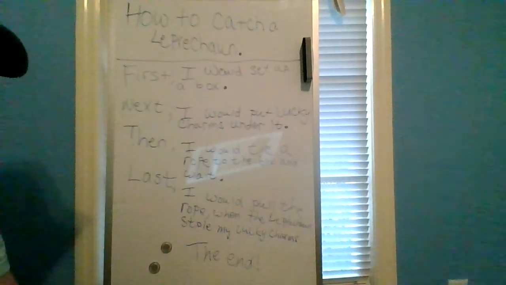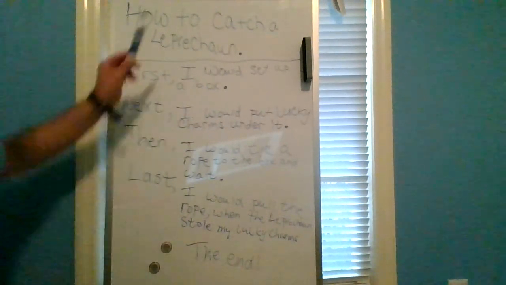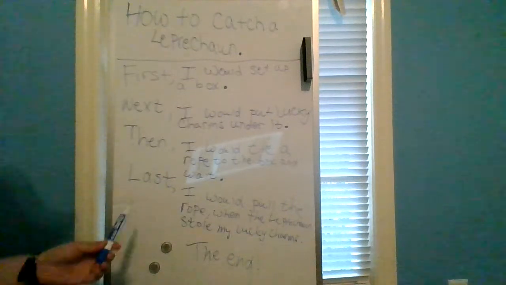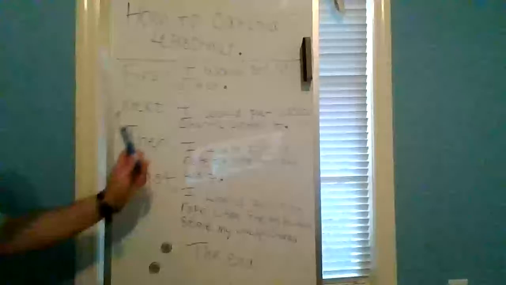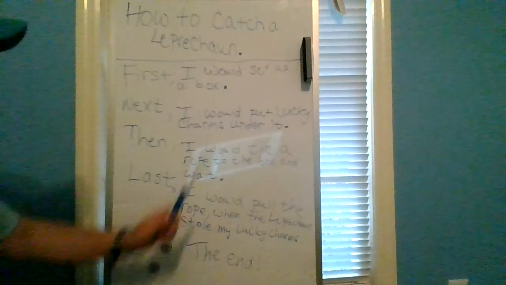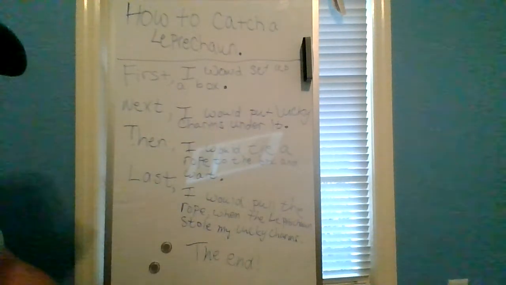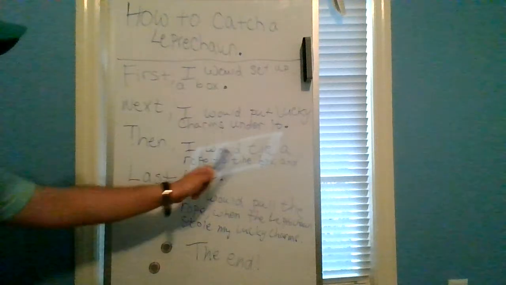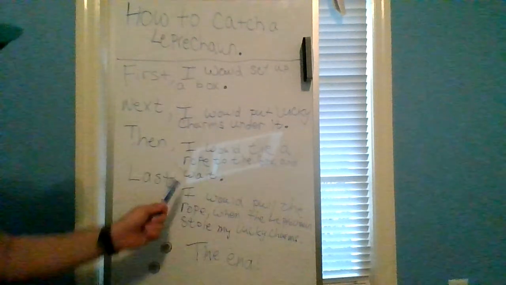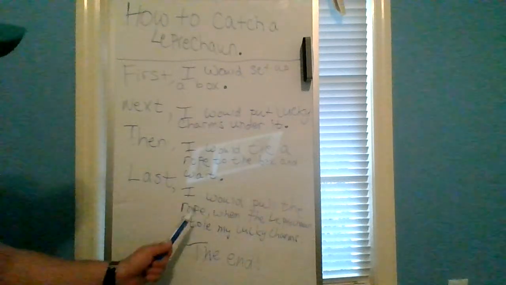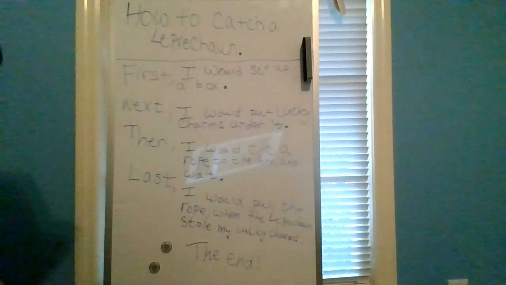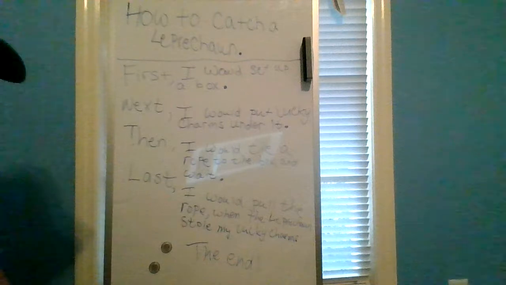So Mr. Stephen just read a complete story. He said how to catch a leprechaun. I said first I would set up a box. Next, I would put Lucky Charms under it. Then I would tie a rope to the box and wait. Last, I would pull the rope when the leprechaun stole my Lucky Charms. The end. Now you might have a different idea.